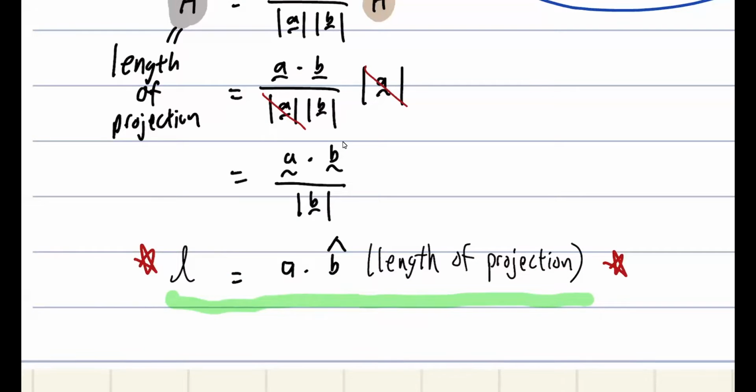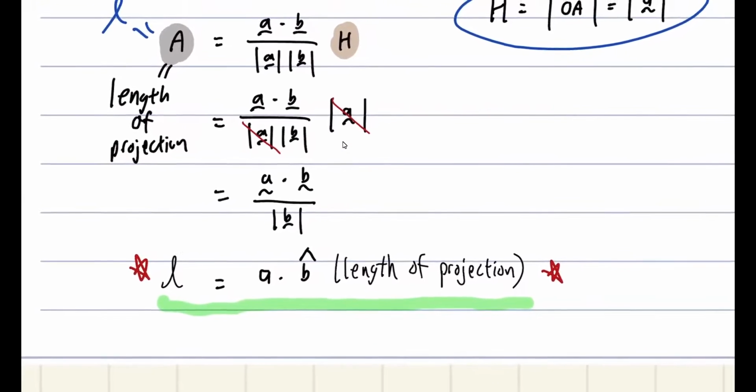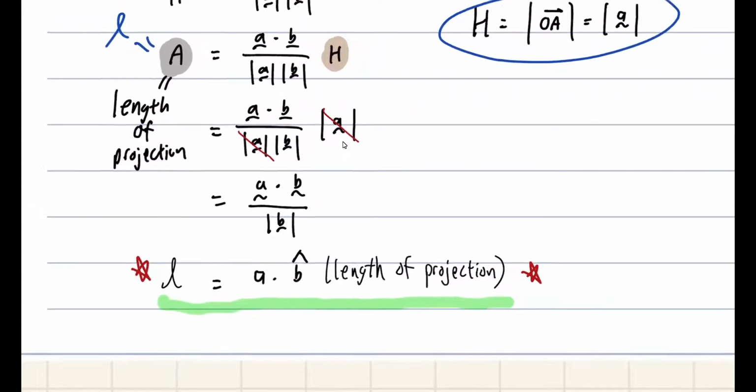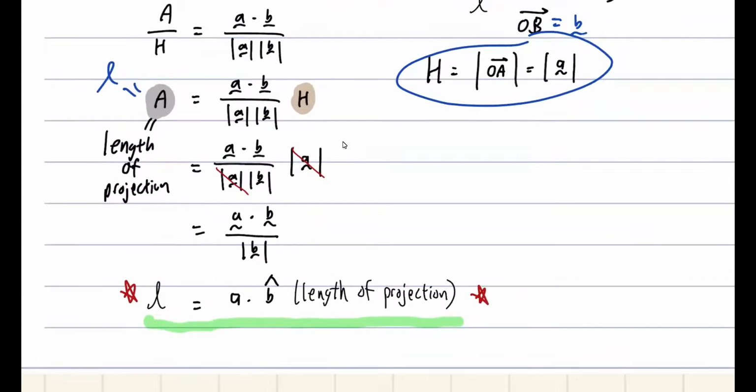Okay, good. Let me think a little bit. Did I do anything wrongly? Oh, right. I should probably, just to be safe, in case this dot product could end up being negative, right? This mod A, mod B are definitely positive. H is a hypotenuse, of course, it's positive. There's a chance that the A dot B is negative, right? Then you want a length which is negative, cannot be, right? So to qualify, I need to put modulus.